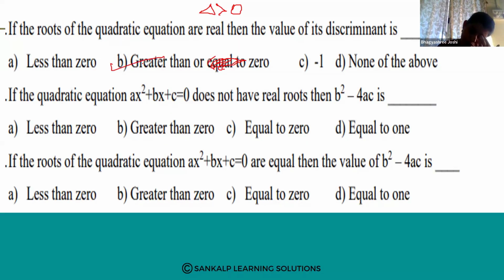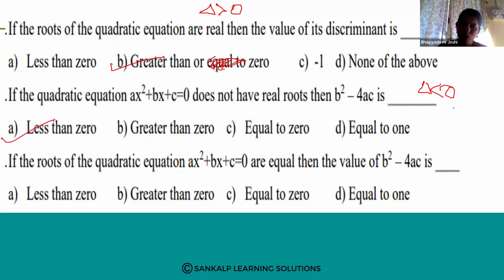If the quadratic equation ax square plus bx plus c equal to 0 does not have real roots, that means there are no real roots, that means imaginary roots. So when will you get imaginary roots? When delta is less than 0, right? So it is less than 0.